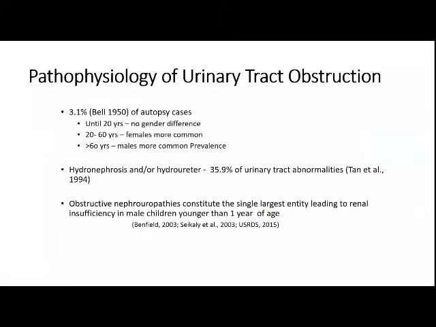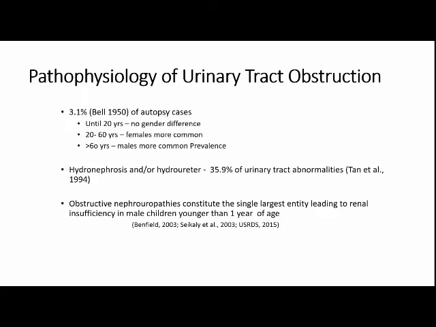When we come to the pathophysiology, the introduction goes like this, with the pathophysiology of urinary tract obstruction. In 1950, Bell described 3.5% of autopsy cases. Until 20 years of age there is no gender difference in obstructive uropathy, which is congenital. From 20 to 60 years of age, females are most commonly affected, because of the reproductive age group and pregnancy.